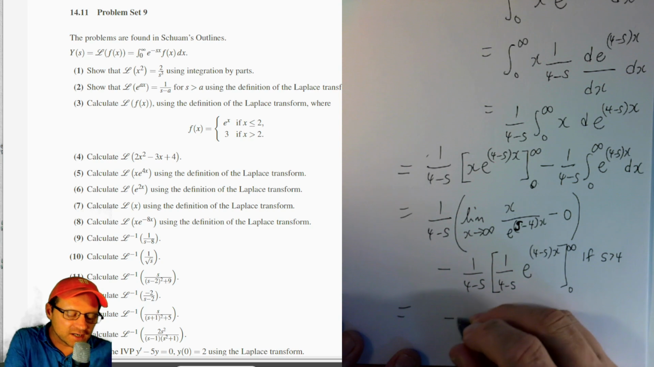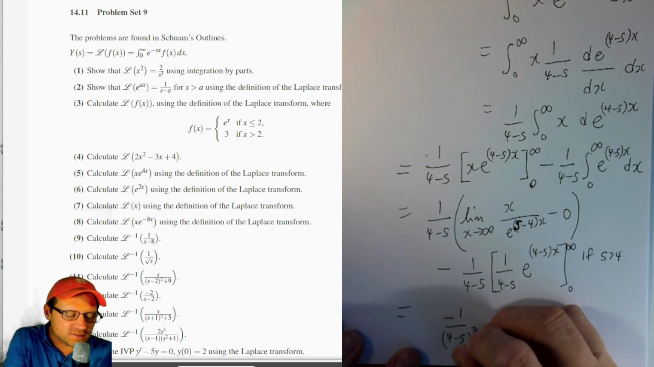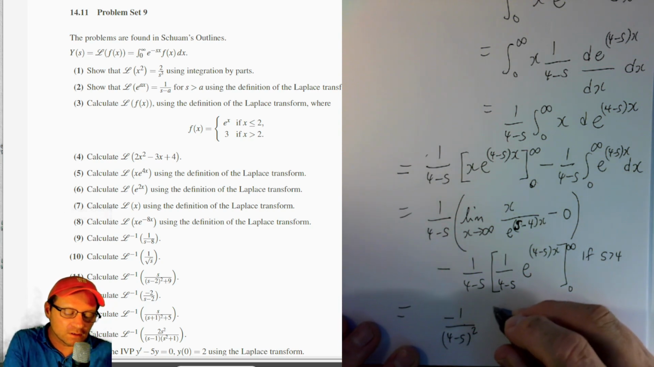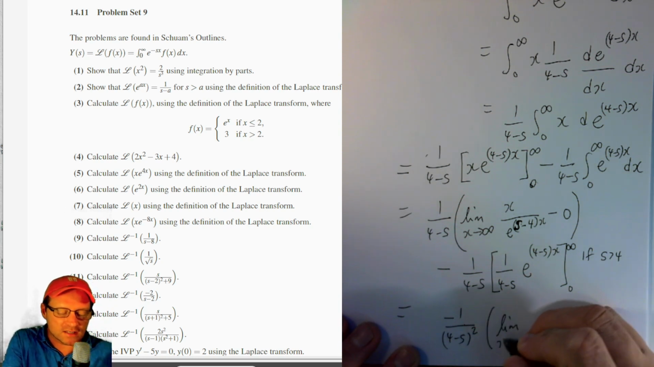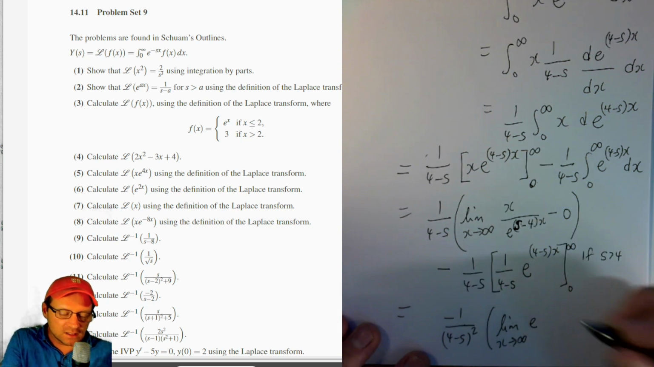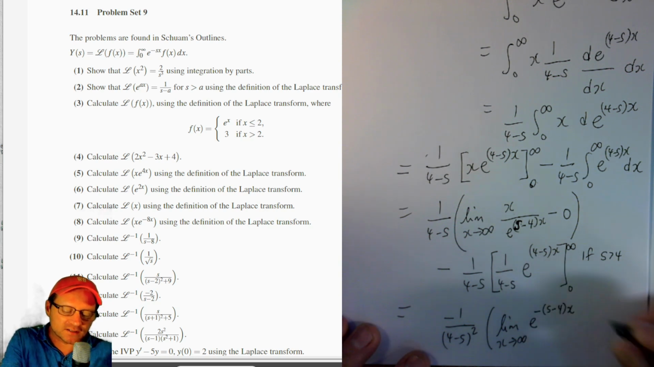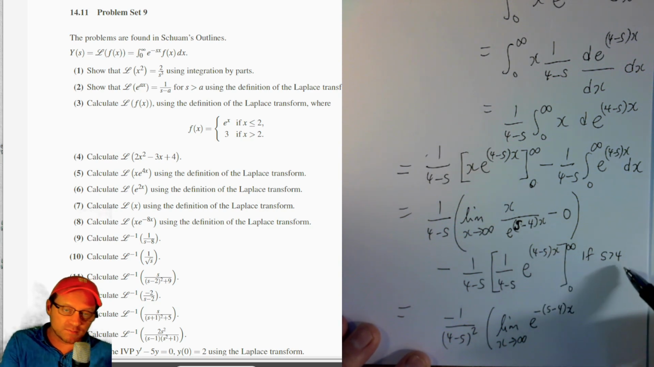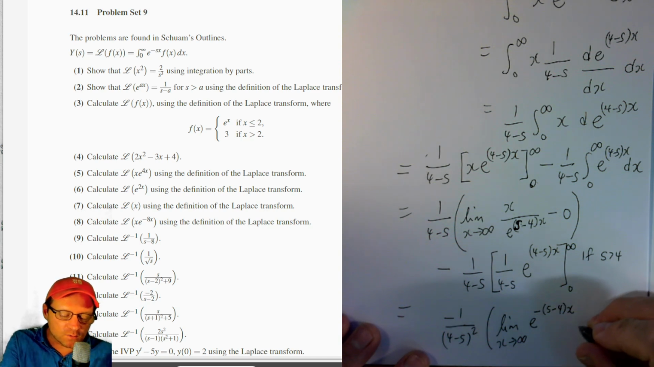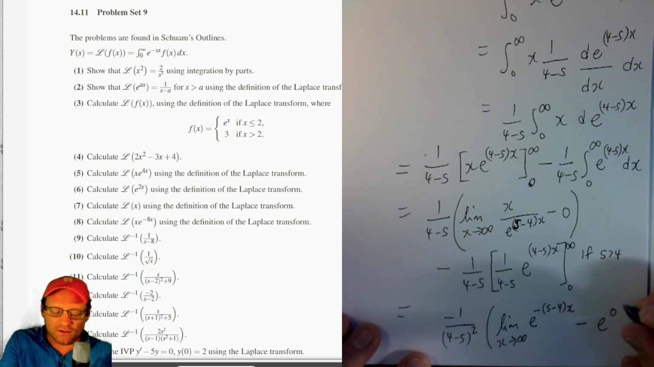So we have minus 1 over 4 minus s squared, limit as x goes to infinity, e to the minus in brackets s minus 4 x. Okay, because we have assumed here s is greater than 4. And then we subtract e to the 0.